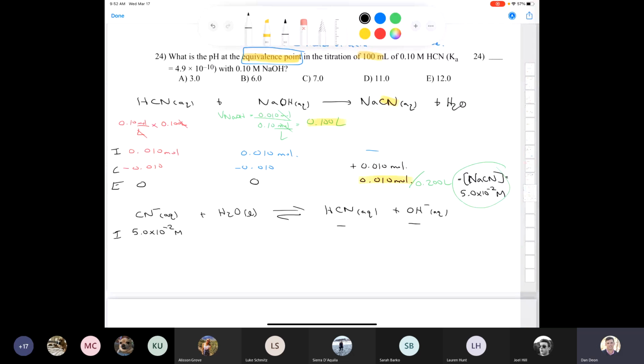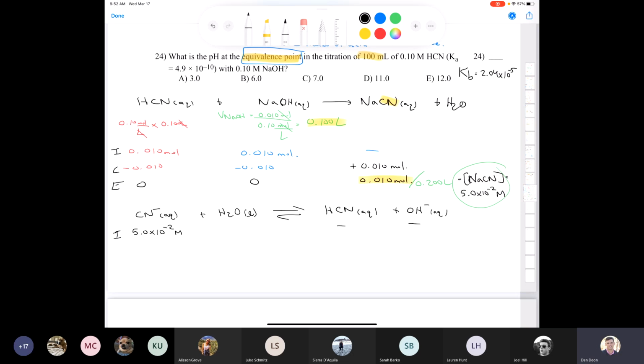One other goofy thing about this problem, and I'll probably do stuff like this in your exam, is that I've given you the Ka for hydrocyanic acid when you really want the Kb for the cyanide. Anyhow, you should know how to calculate a Kb from a Ka using the Kw. Kw is equal to Ka times Kb. So I've gone ahead and calculated the Kb already. The Kb is 2.04 times 10 to the negative 5. I have an extra sig fig in there.